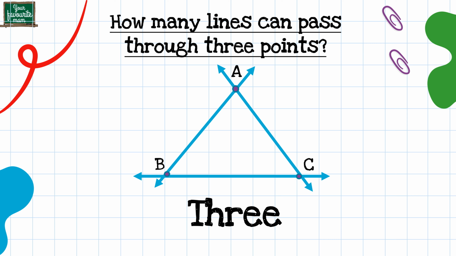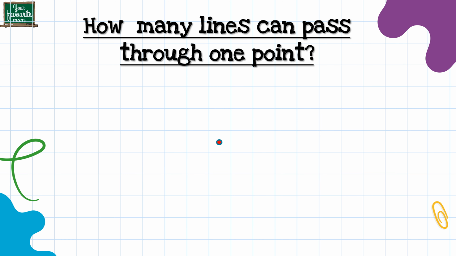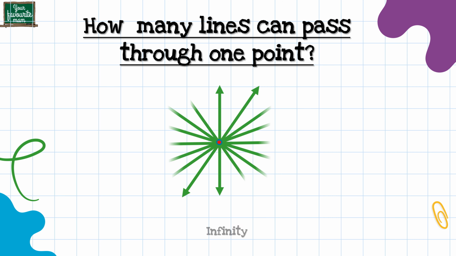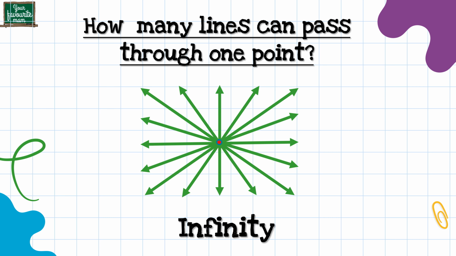And do we see a familiar figure here? Yes, this is a triangle. So when 3 lines pass through 3 points, we get a triangle. Here's another question for you. How many lines can pass through 1 point? Let's take this point as O. The answer is infinity. Infinity amount of lines can pass through 1 point.